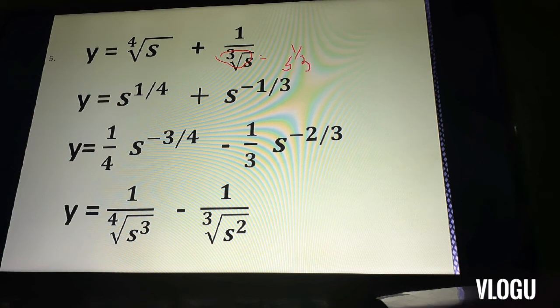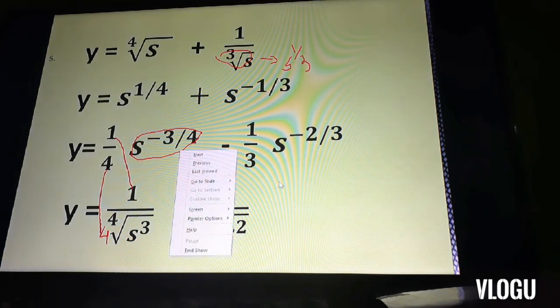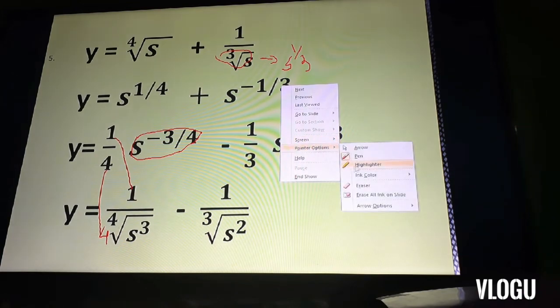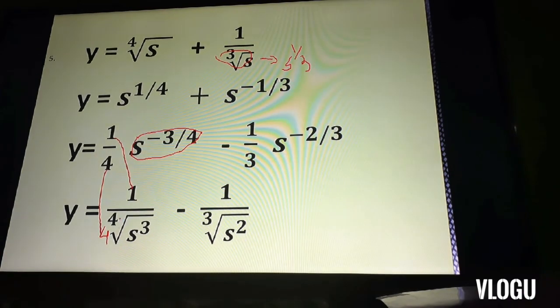Pagkatapos po nun, ibababa lamang po natin yung expressions ng ating pong given result. So this will become 1/4 times the fourth root of s cube minus 1/3 times the cube root of s over the cube root of s squared. And this is our final answer. This is the first derivative of our final answer.